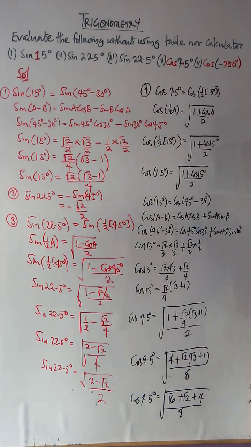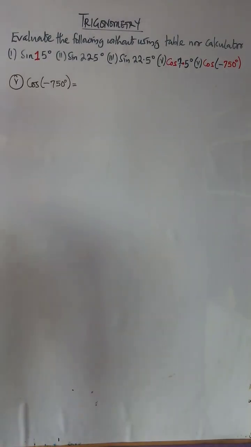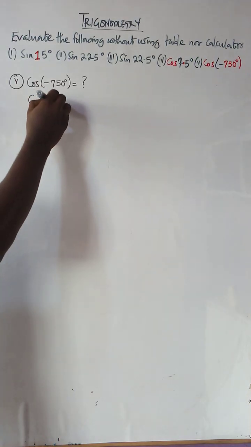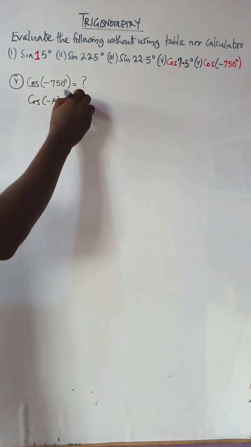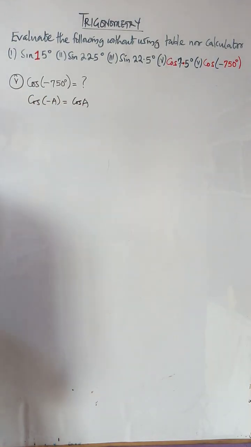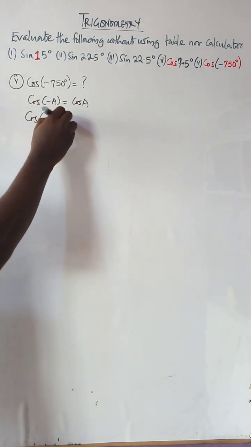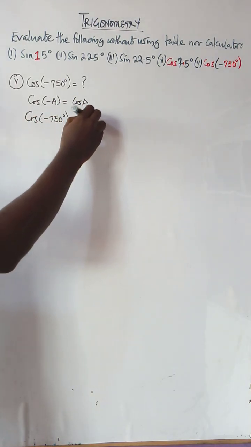Now let's move to the fifth one, cos minus 750. For cos minus 750, the first thing you have to know is that cos minus A is the same thing as cos A. So it means cos negative 750 is the same thing as cos 750.